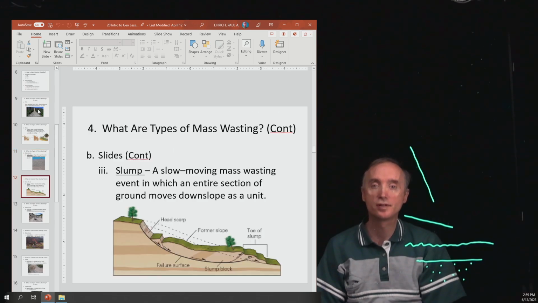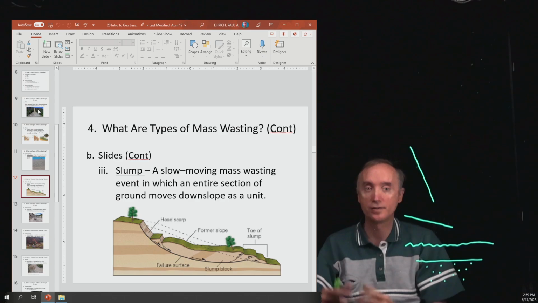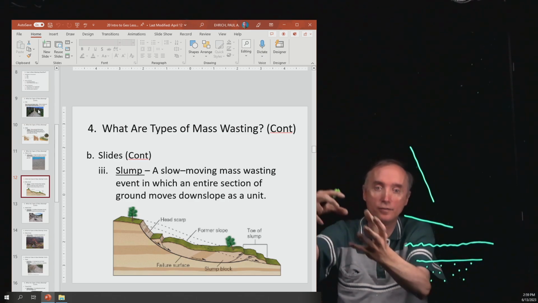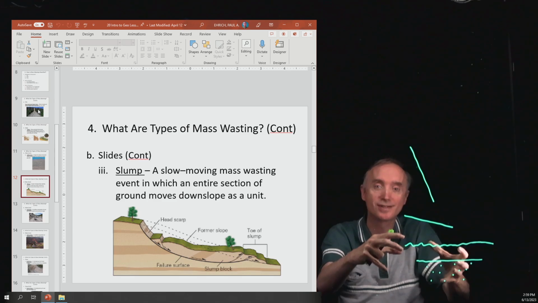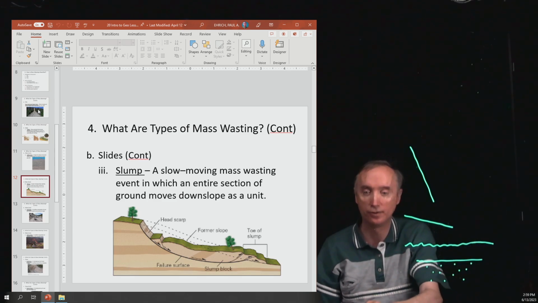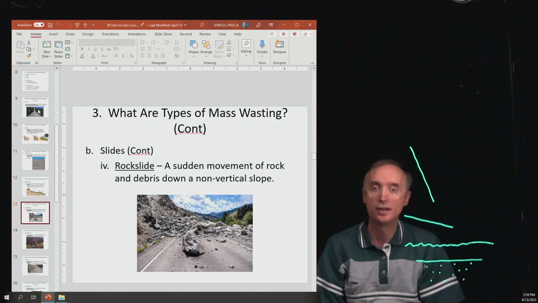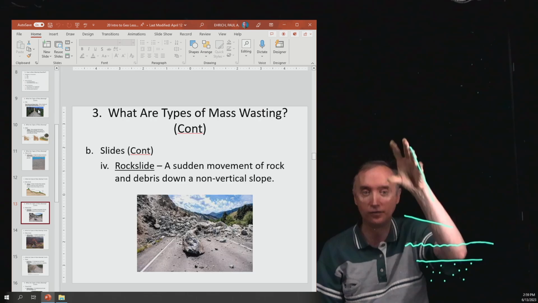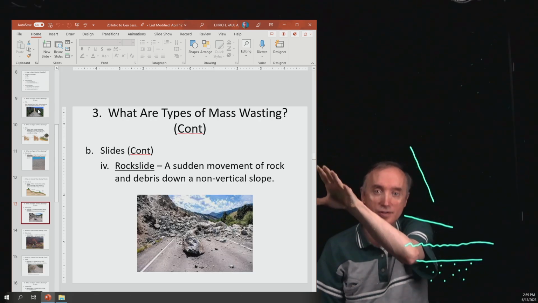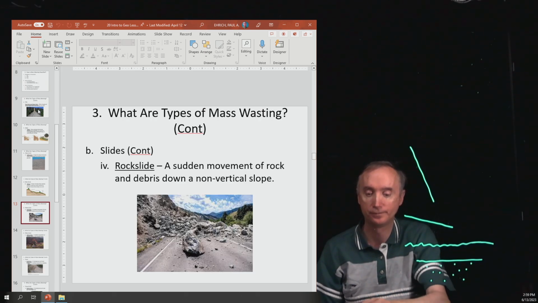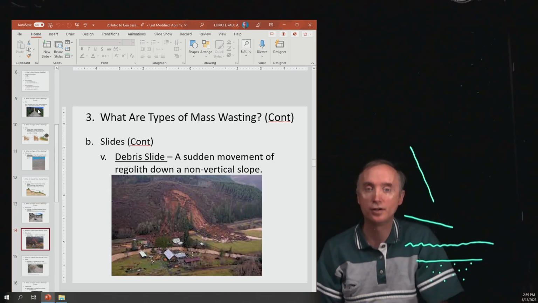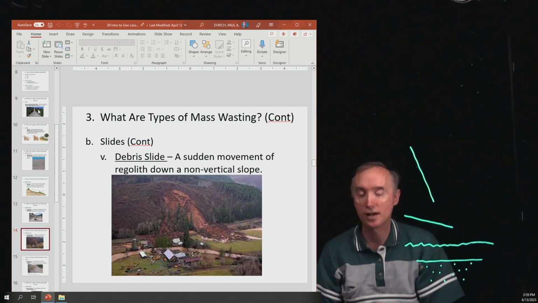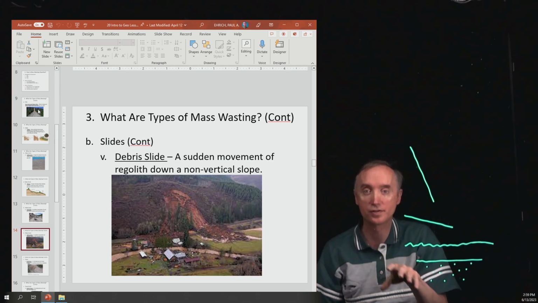Okay, another type of slide is a slump, where an entire section of material flows or slides as a unit downhill. Okay, then you can have a rock slide. This would be rocks that instead of falling straight down are sliding downhill. Okay, then you can have soil. It doesn't have to be rocks that are sliding. It could be soil that is sliding. So we're going to call this a debris slide.